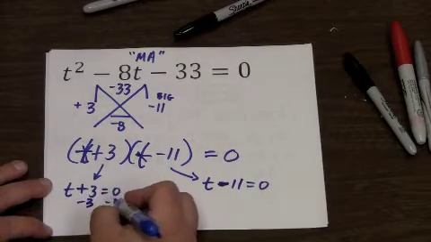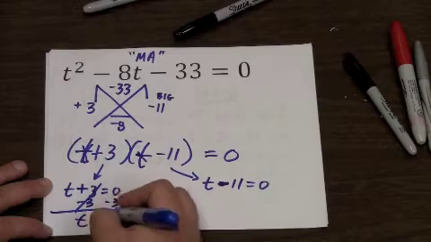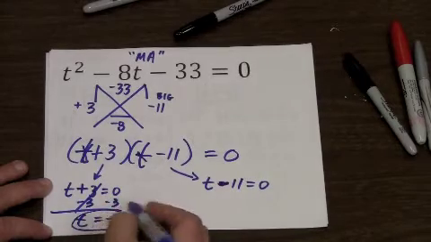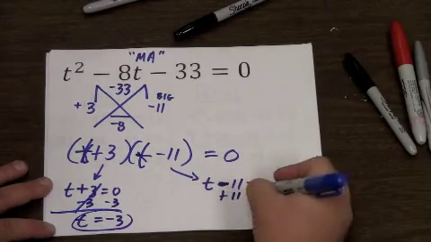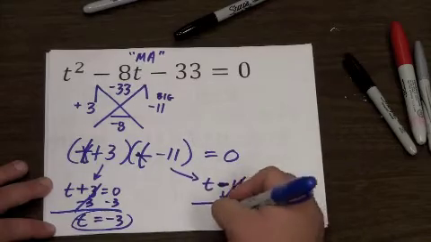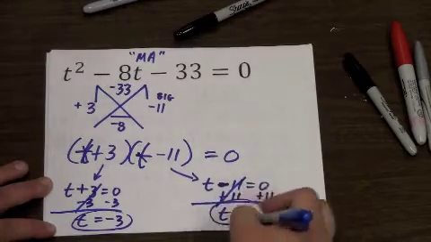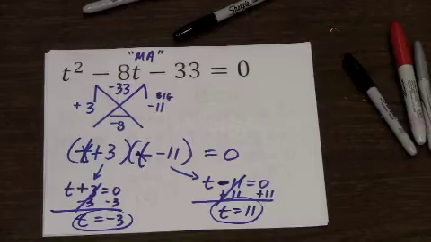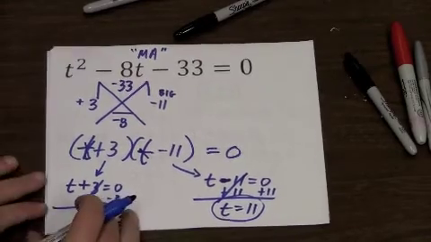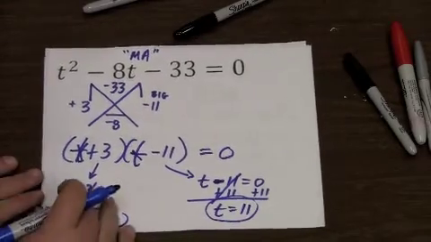So I'm going to subtract 3 here. I'm going to get t equals negative 3. That's one of my answers. I'm going to add 11 here, and I'm going to get t equals 11. 2 answers: negative 3 and 11. Of course, if you want to check your work, you plug them in.